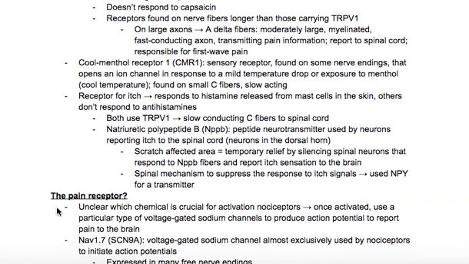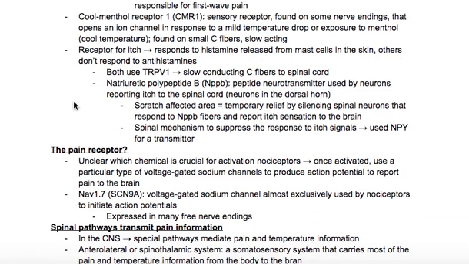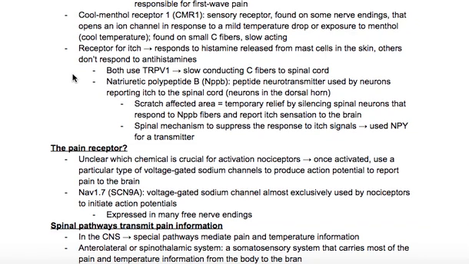Cool menthol receptor 1, or CMR1, is a sensory receptor found on some nerve endings that opens an ion channel in response to a mild temperature drop or exposure to menthol or cool temperature. These are found on small C fibers and are therefore slow acting. The receptor for itch responds to histamine released from mast cells in the skin, though others don't respond to antihistamines at all. Both use slow-conducting C fibers to the spinal cord.